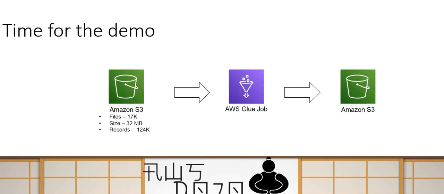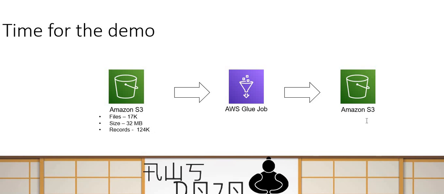What we're doing is a pretty straightforward and simple demo. I have an S3 bucket in which I have created some partition data. And that partition data is like 124,000 records, which is spread across 17K files, and the total size of the data is 32 MB. This I'm trying to read in a Glue job using the grouping mechanism. Then I will perform some simple transformation and write it back to S3 again. So this is a demo which I'm going to build to show how this group mechanism works.